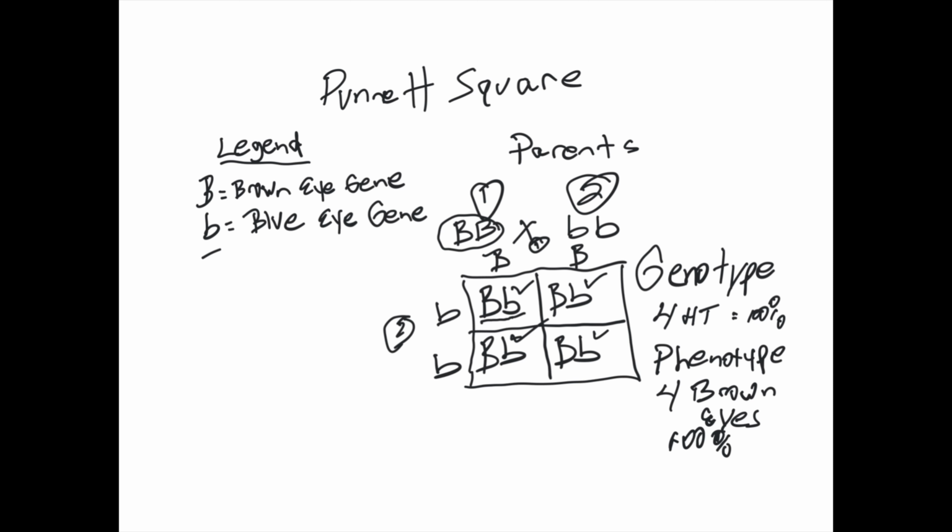I'd like for you guys to please try the Punnett Square examples. Follow the steps. Step number one, read the question. Step number two, create your legend. Understand what the different alleles are representing.